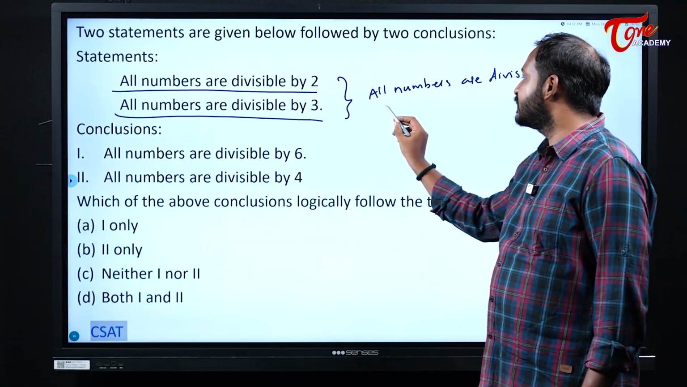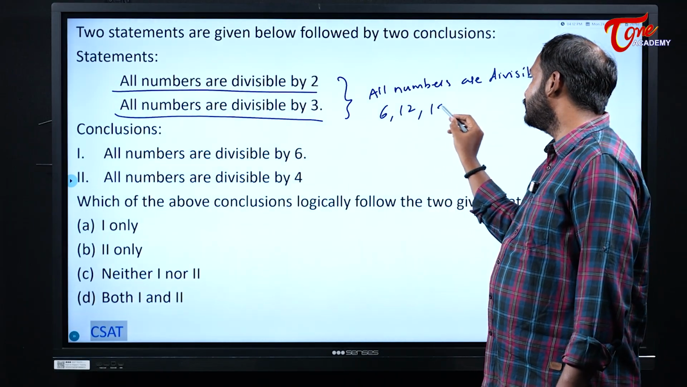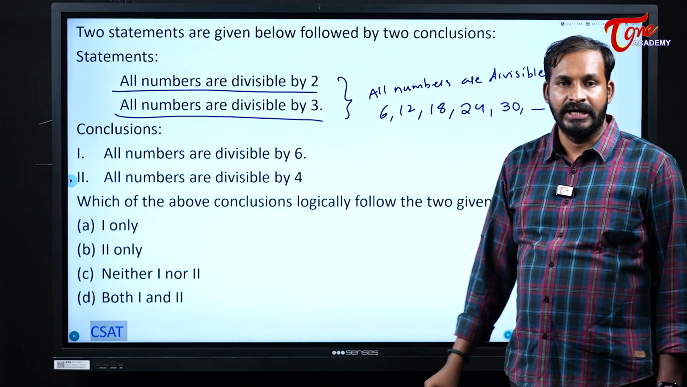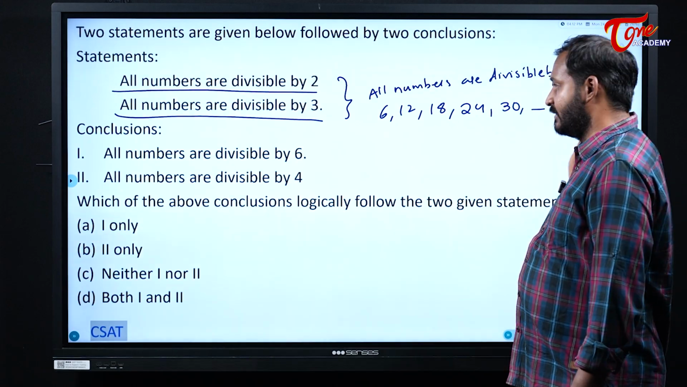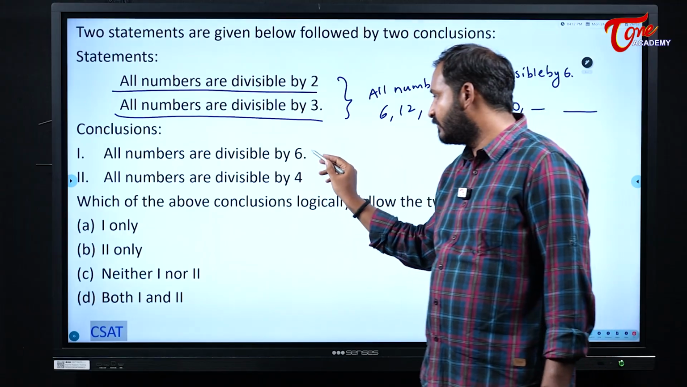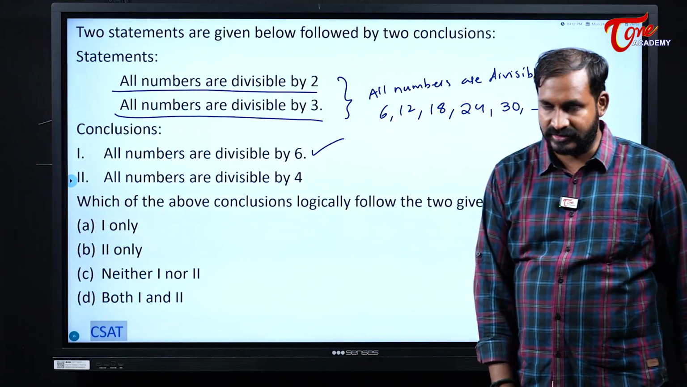So, what are the multiples of 6? 6, 12, 18, 24, 30. Now, these are our number sets. According to the given statement, our numbers are these numbers. Now, come to all numbers are divisible by 6. Yes, all these numbers are divisible by 6.